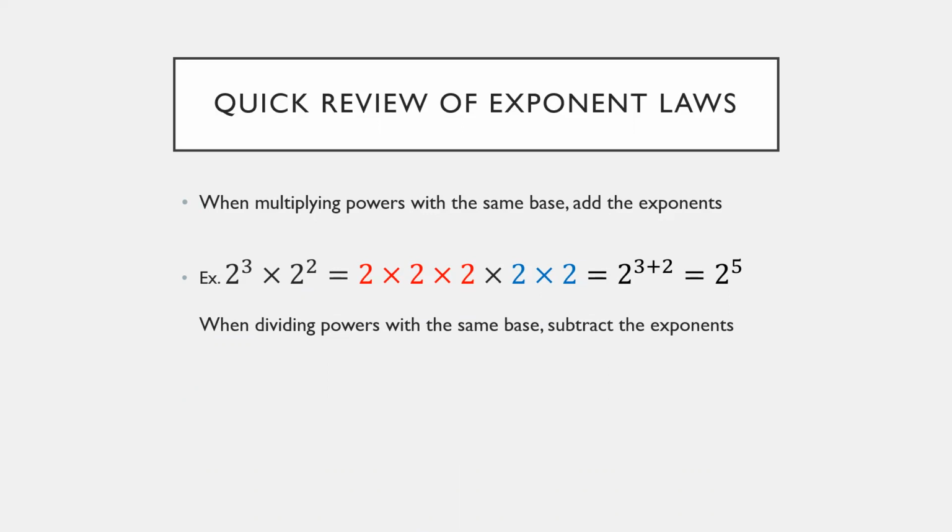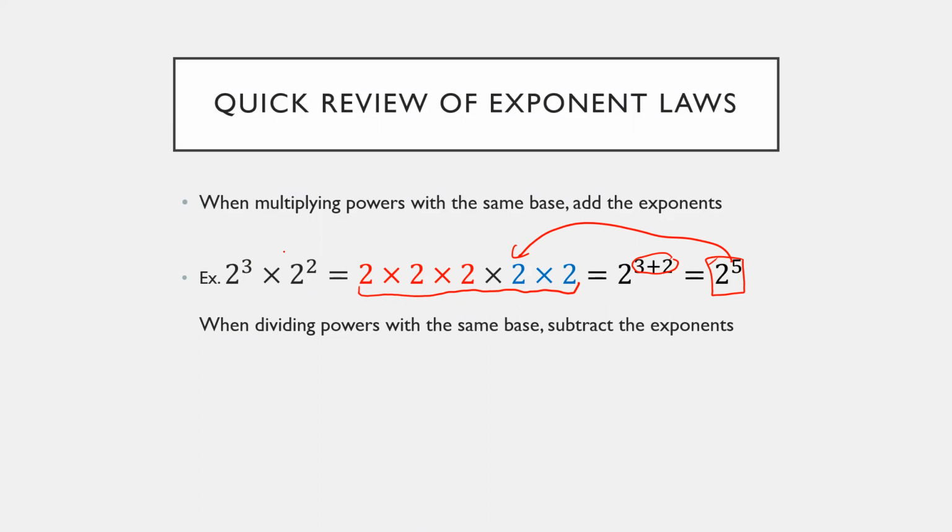If I were trying to simplify this, I would ask myself, how can I simplify this further? Well, I know that there are a total of 5 2's being multiplied. So I can simply add 3 and 2 together, and that gives me 5. So 2 to the power 5 is equal to this expression here. We get that from simply adding the exponents 3 and 2. So the rule here is when you multiply powers with the same base, you simply add the exponents.